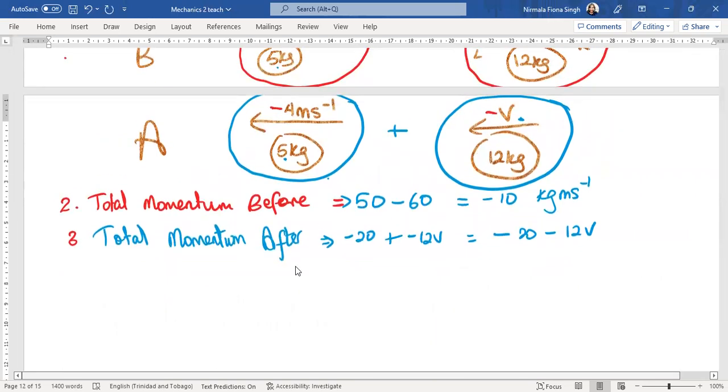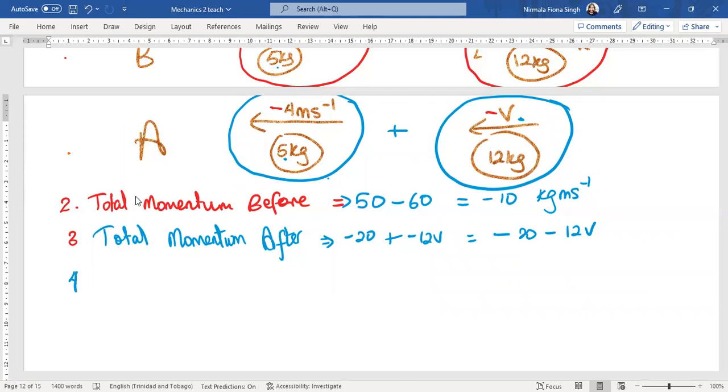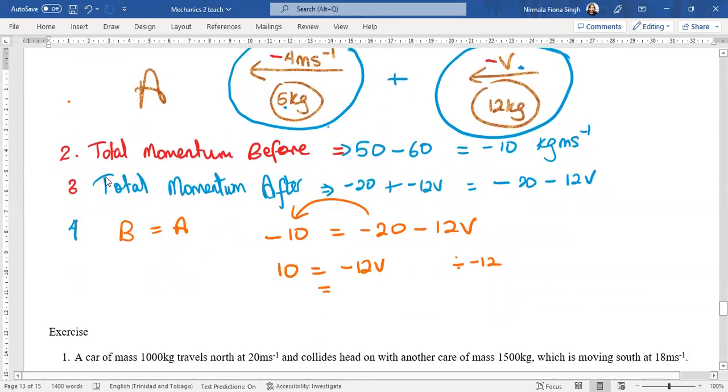We equate our before to our after. So our before is equal to our after. So you're going to get minus 10 is equal to minus 20 minus 12V. You're going to get some weird decimals in there, but that's all right. We carry our number across here. When the minus 20 crosses the equal sign, it's going to become positive. So 20 minus 10 is 10, which is equal to minus 12V. To get the V alone, you divide by minus 12, because you divide by a coefficient, sign and all.